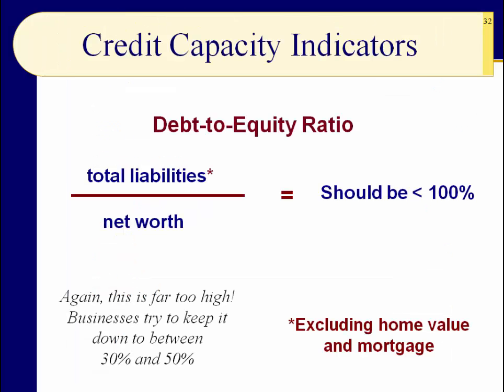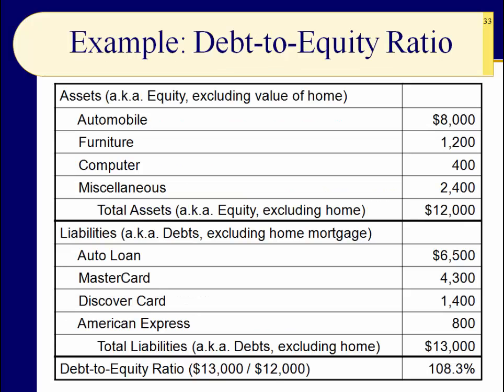We move now to the debt to equity ratio, and this is total liabilities excluding also home value and the mortgage, and you divide it by net worth. Now the book says that it should be less than 100%, and I think that this is very, very high. Businesses try to keep it down to between 30 and 50%. And we have an example here.